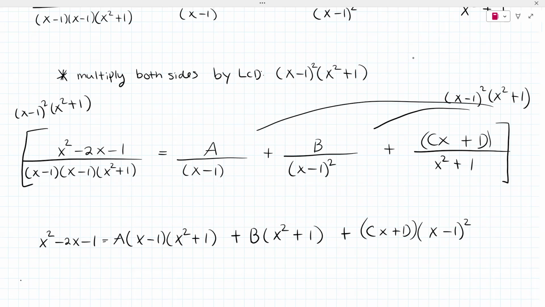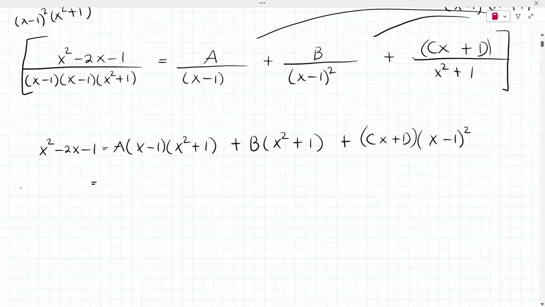Okay. Yeah, you're going to have to FOIL this out, unfortunately. So I'll do this one for you. When you FOIL out x minus 1 times x squared plus 1, this is what you should get. You can pause it or try it on your own, but this is what I got: x cubed plus x minus x squared minus 1. And then over here, this is easy. It's already FOILed out, so just distribute that B. So that's going to be Bx squared plus B.